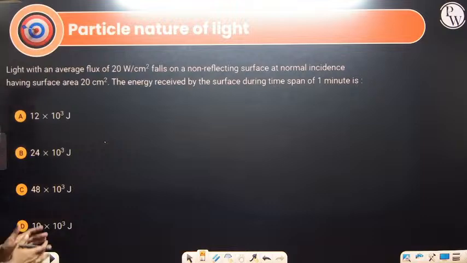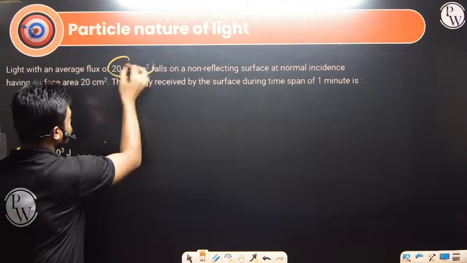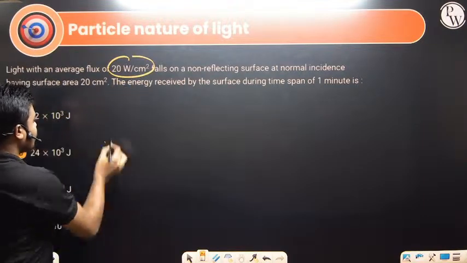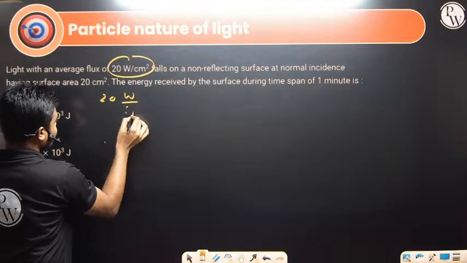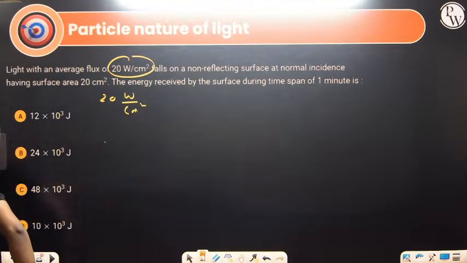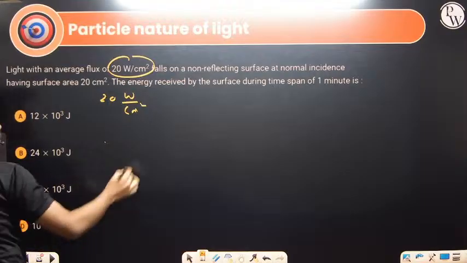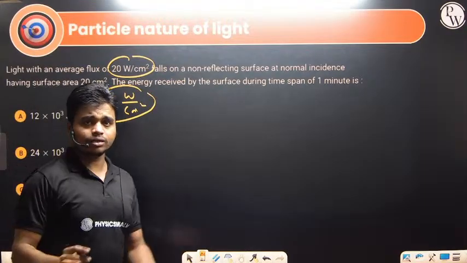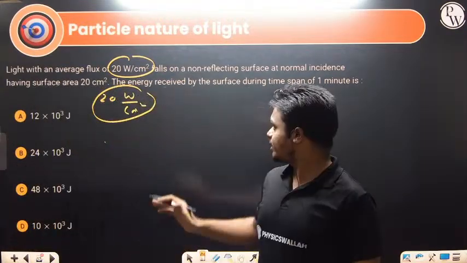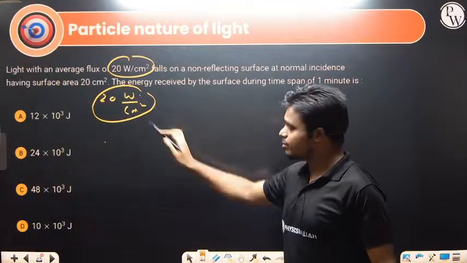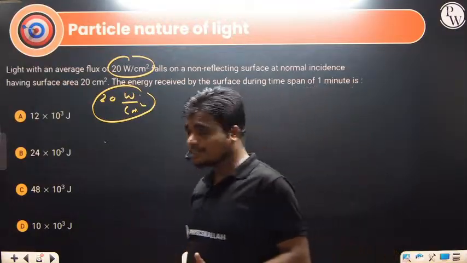So light with an average flux goes on. What is the unit? 20 watt per centimeter square. So 20 watt per centimeter square: the watt is the power, and the centimeter square is the area. So power by area is the intensity.